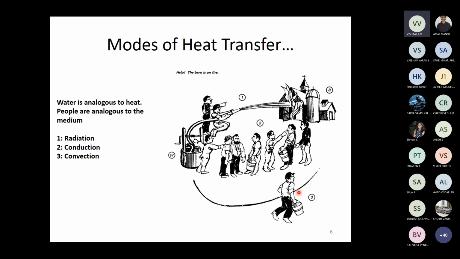Lastly, convection. In convection, there is only one person who is doing all the running from the well to the barn. So this person carries water from the well and runs to the barn and then pours it over. So this is how convection works. So this is a rough example of how these three modes of heat transfer can be analogous to this example of putting out the fire in a barn.